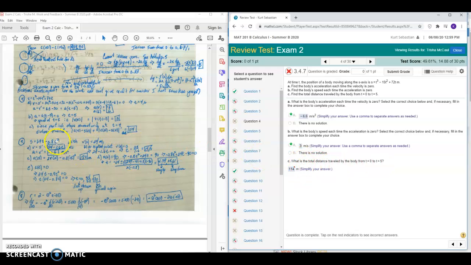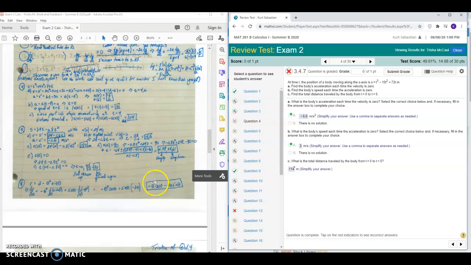And then what's the total distance traveled? So basically for the total distance traveled, I want the distance traveled between 0 and 5. The particle's moving in one direction from 0 to 4, and then at time 4 it stops. So it could go back in the other direction. I didn't analyze to see which direction it went, but it stopped at time 4, and so then from 4 to 5 it's going in either the same direction or a different direction. So the safest thing is to break it up at 4. So if I want the distance traveled, I want the absolute value of s of 4 minus s of 0 plus the absolute value of s of 5 minus s of 4. So if you work that out, you get 114.